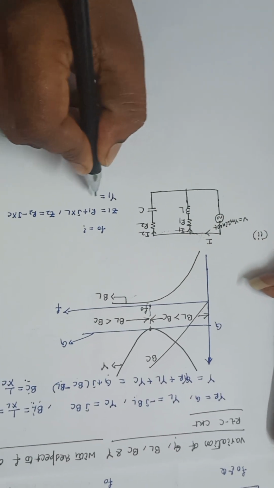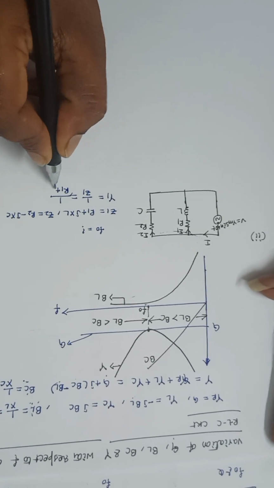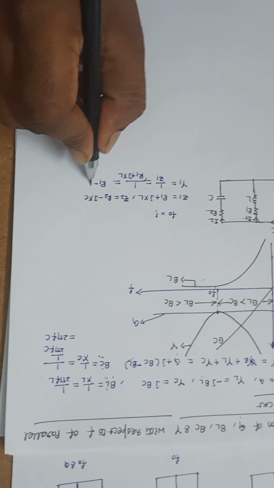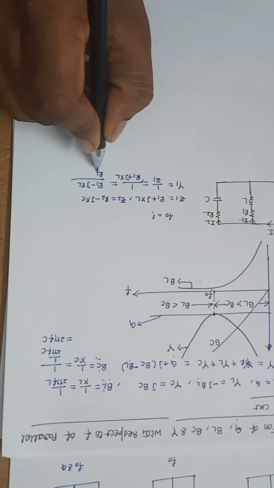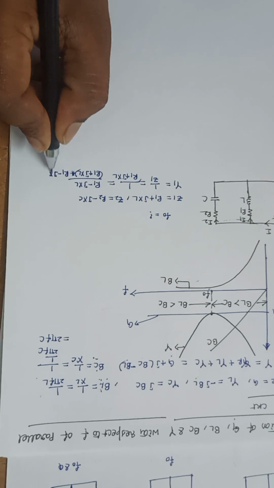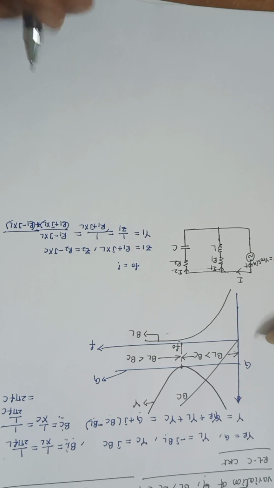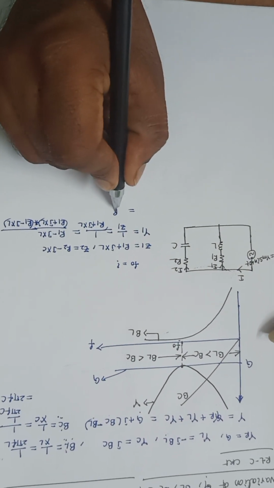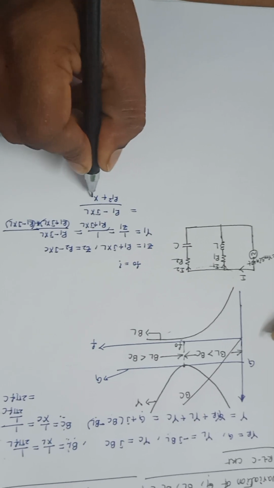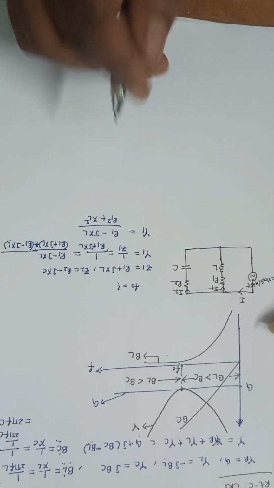Now Y1 is equal to 1 by Z1, that is equal to 1 divided by R1 plus J into XL. If I factorize it, it is R1 minus J into XL divided by R1 plus J into XL into R1 minus J into XL. The numerator and denominator factors will get cancelled, the same thing we will get here. So this is equal to R1 minus J into XL divided by R1 square plus XL square. Why I am factorizing it, after some time you can understand.